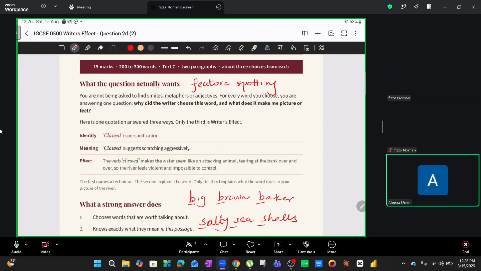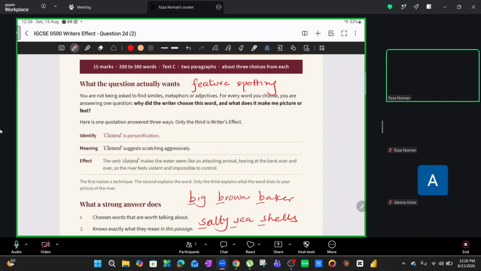Yes. All right. So this is extremely important to understand in this capacity, because feature spotting is not what this question is about. We don't just want you to identify the technique used. We want you to actually make us understand that particular technique in terms of how it is being used and what image is created by the writer. Make sense, beta?